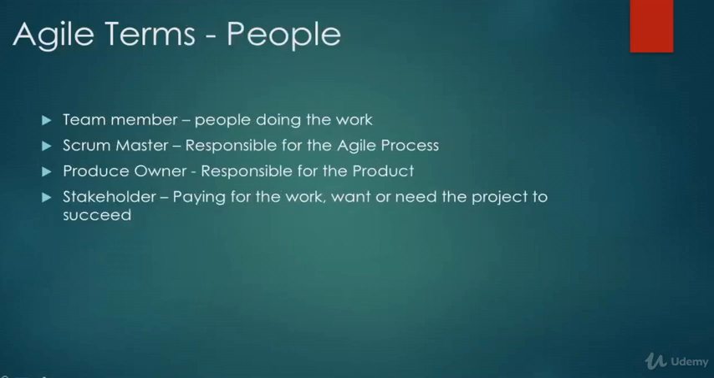Next, we're going to talk a little bit about the terminology, the people. So you have team members. This is pretty straightforward. The people doing the work. The Scrum Master, this is the person responsible for the entire Agile process. The product owner, they're responsible for the product, whatever product you're building.